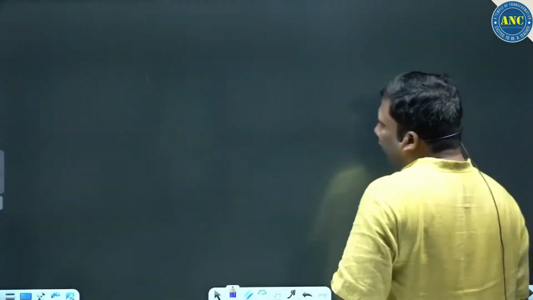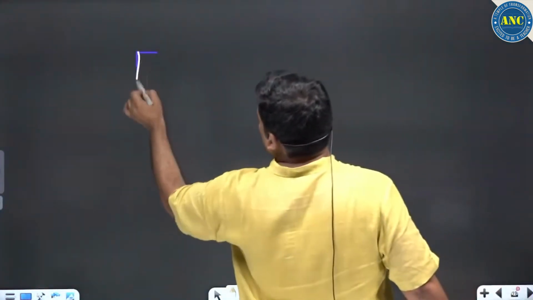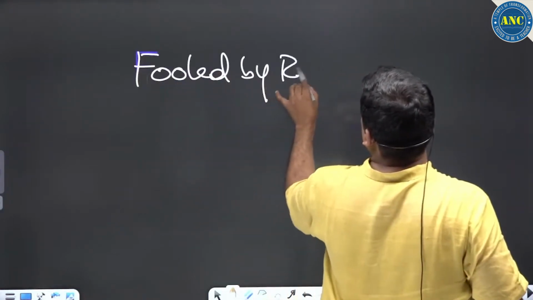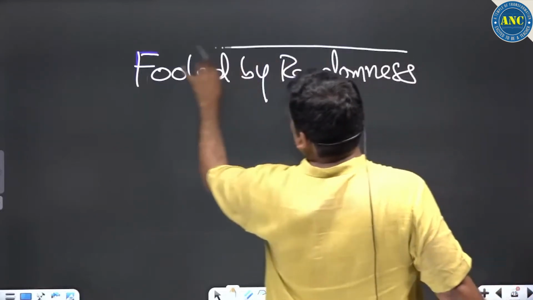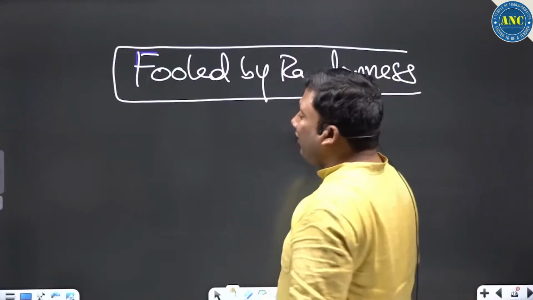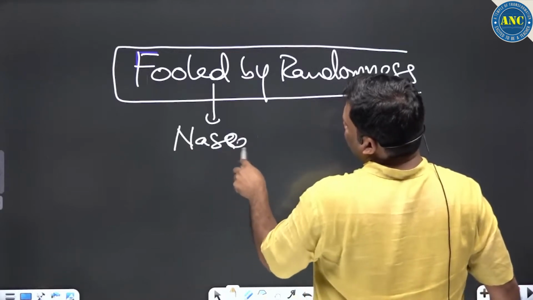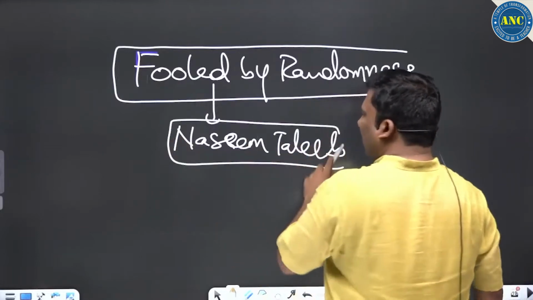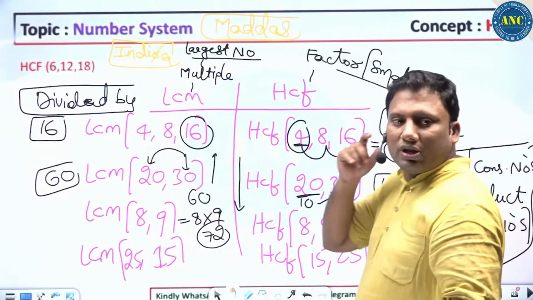There is a very beautiful book. The name of the book is Fooled by Randomness. Why does a certain section of people, in spite of not being so talented, with fewer marks, still go ahead and become very successful in life? The author's name is Nassim Taleb. It's a very interesting book. Not right now, whenever you get time, please read it. Fooled by Randomness.